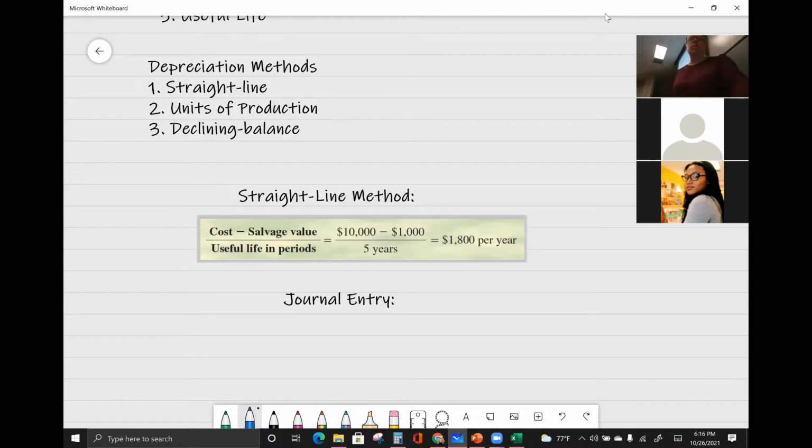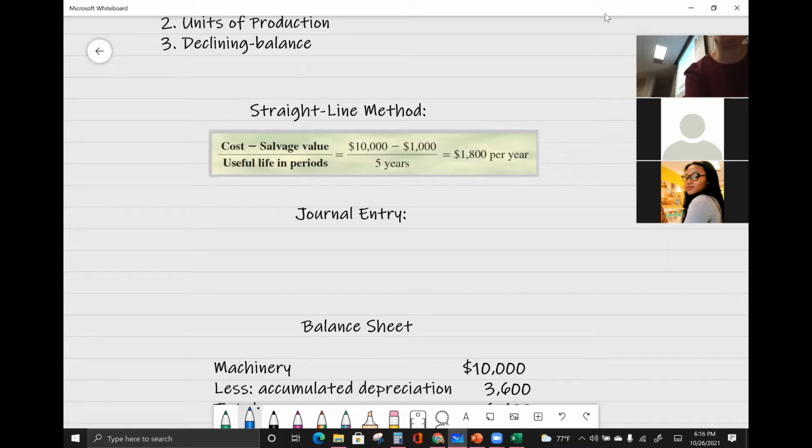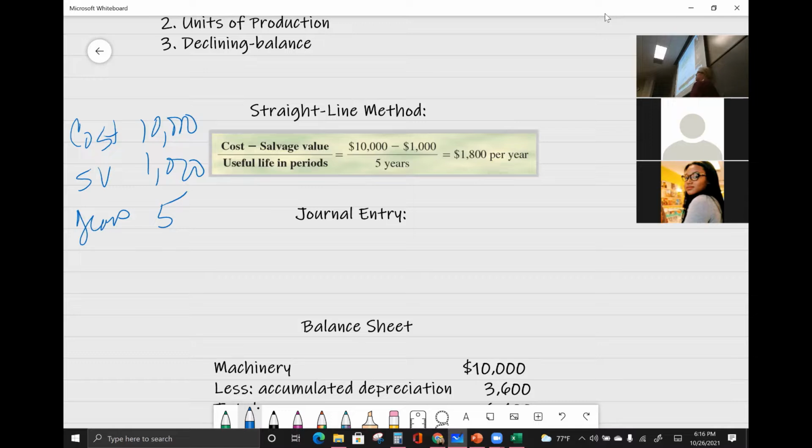All right, so straight line. So we have a cost of 10,000. We have the salvage value at 1,000. And the number of years of the useful life is 5. So the formula is the same that we learned earlier, cost minus the salvage value divided by the number of years. And this gives me the whole year. So we have to pay attention to dates, because maybe we won't have a full year, and we'll go over some like that. So if you're calculating the whole year, it would be $1,800 that I have to expense for the year.